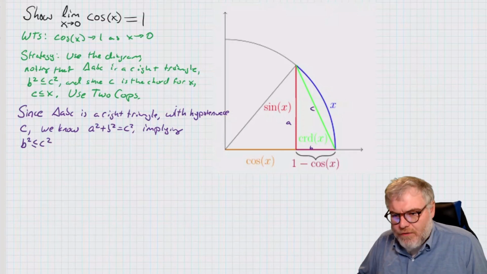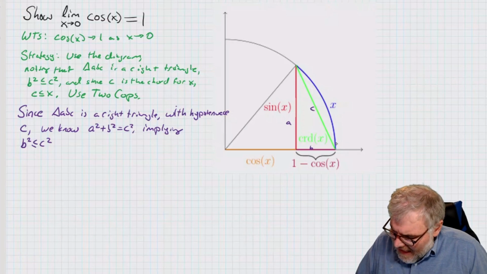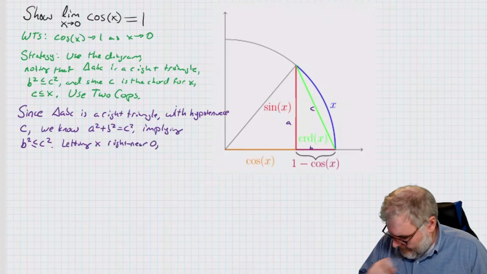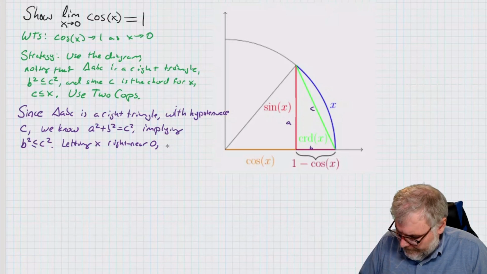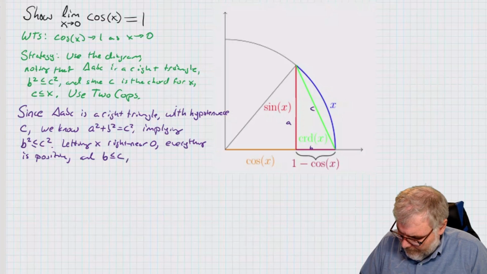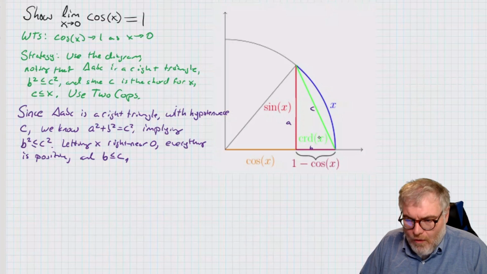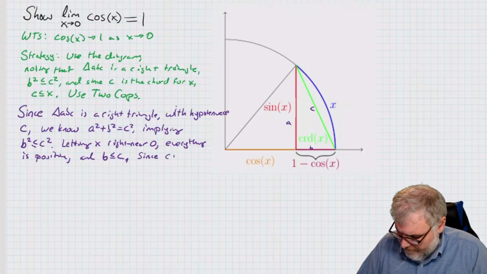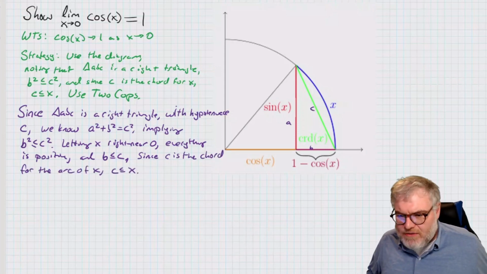Now, remember what we're doing. We're letting x go to 0. So let's let x be right near 0. If x is right near 0, that means that everything here is positive, and b is less than or equal to c. And then, since c is the chord and x is the arc, we know that c is less than or equal to x. Since everything's positive, 0 is less than everything else.